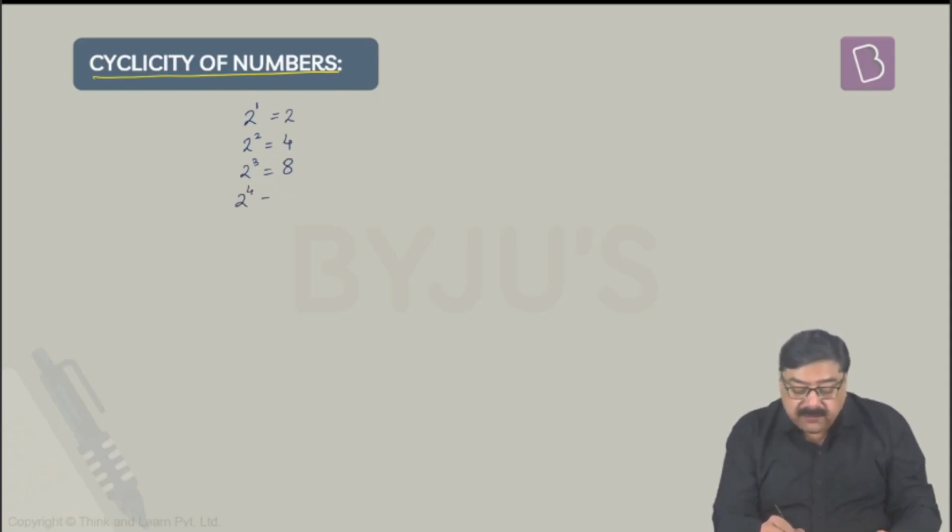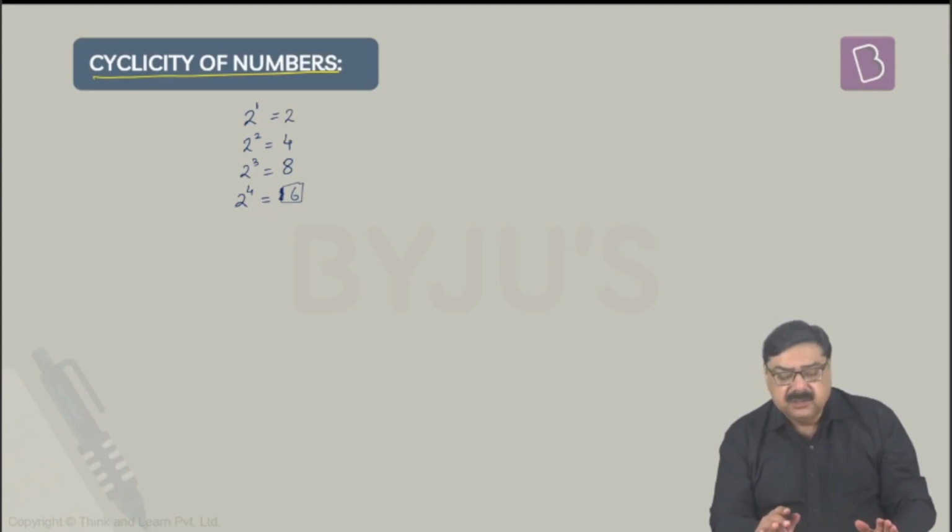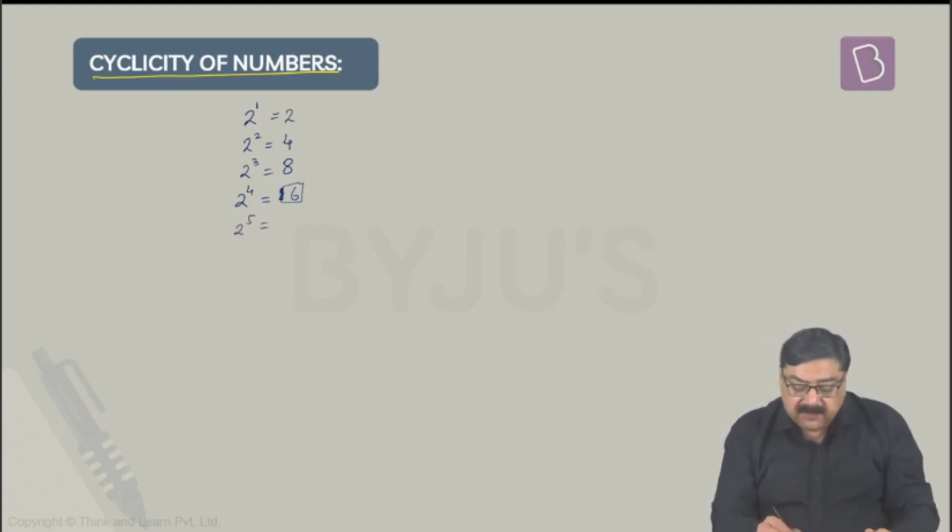And 2 power 4 is 16, which ends in 6. We are just bothered about single digits, the units digit. Now 2 power 5 will again give us 32, and 2 is the units digit. 2 power 6 is 64, so again it ends in 4 in the units digit. 2 power 7 is 128, ends in 8.